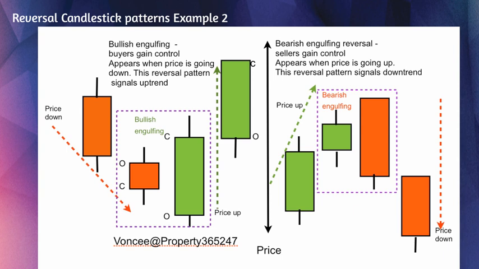Then you've got the opposite of it, which is a bearish engulfing pattern. The price was actually going up, but then the sellers came, took over, and engulfed that bullish green candle, which you can see in the dotted line, and boom, the price went right down. So that's the downtrend there.